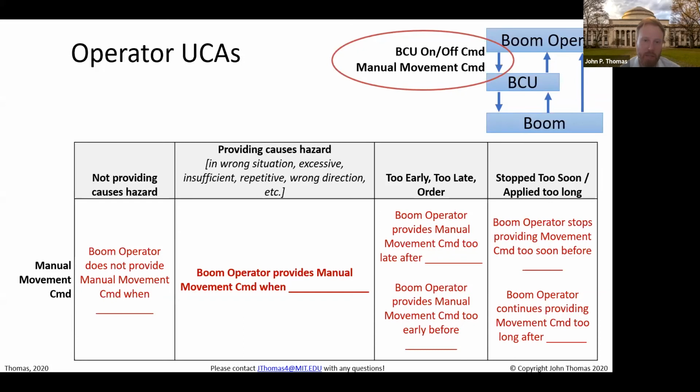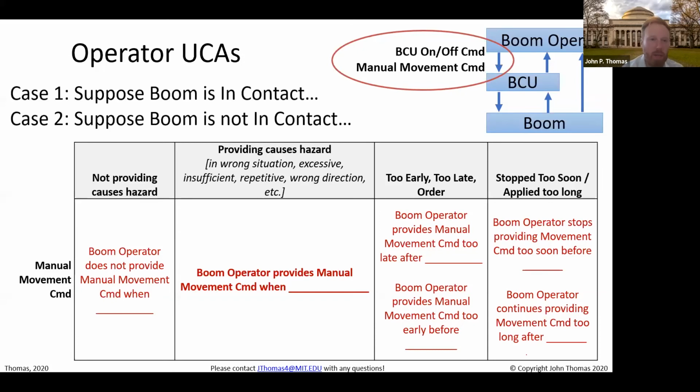Let's do this. Let's look at two different cases where this could occur. Case one, let's say the boom is in contact, and then we'll look at case two later. Let's start with case one. If the boom is in contact, is there any way you can provide a manual movement command to cause damage? Worst case. When is it dangerous to provide a movement command when we're in contact?